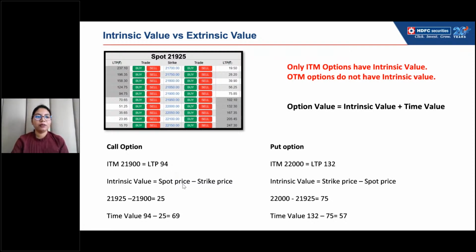सो इंट्रिंसिक वैल्यू इक्वल्स टू स्पॉट प्राइस माइनस योर स्ट्राइक प्राइस. तो आपका जो भी स्पॉट चल रहा है उसमें से जो आपका स्ट्राइक प्राइस है, आईटीएम स्ट्राइक प्राइस, वो आप माइनस कर दोगे. सो 21,925 माइनस 21,900, व्हाट यू विल गेट? 25 एज अ इंट्रिंसिक वैल्यू. बट आपका एक्चुअल प्राइस कितना चल रहा है? 94. सो 94 में से 25 निकाल दिया, इंट्रिंसिक वैल्यू मैंने निकाल दिया, क्या बचा? टाइम वैल्यू, which is 69. All right, so in this particular option the intrinsic value is only 25 and the time value is 69.